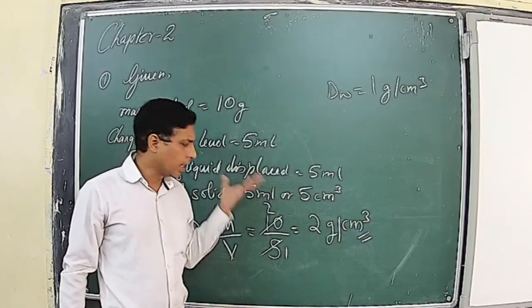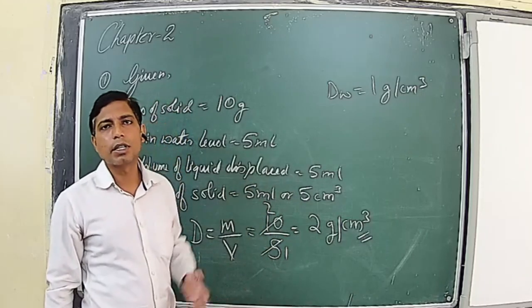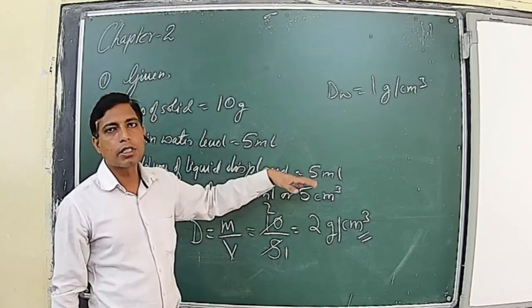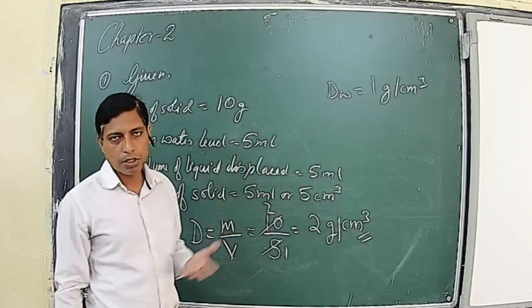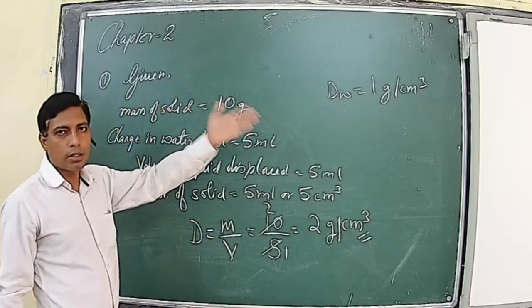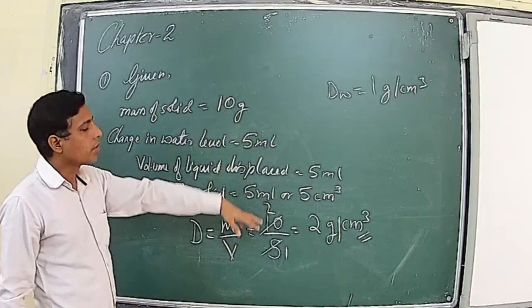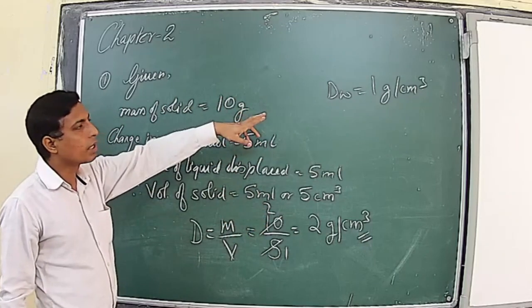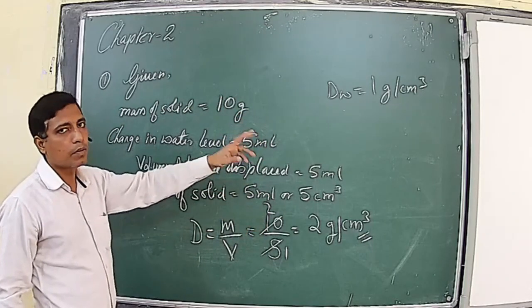Sometimes a numerical is given, and then they can ask whether this solid, when placed in water or any liquid, will sink or float. So what you have to do is find out the density of that liquid and then compare. If the density of the solid is more than the density of the liquid, it will sink. If it is less, then it will float.